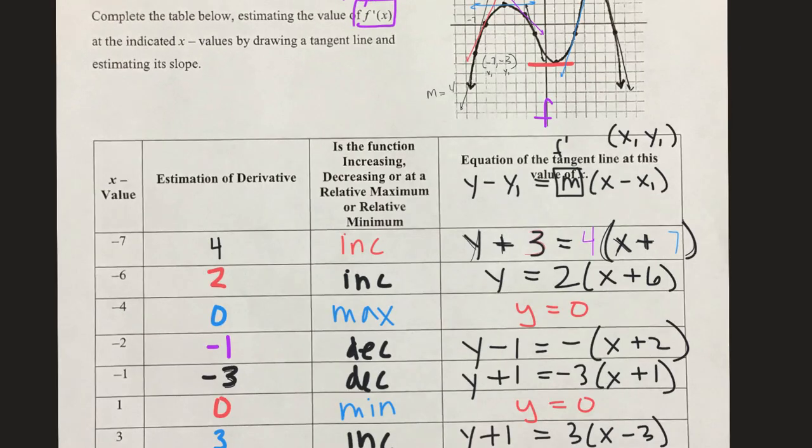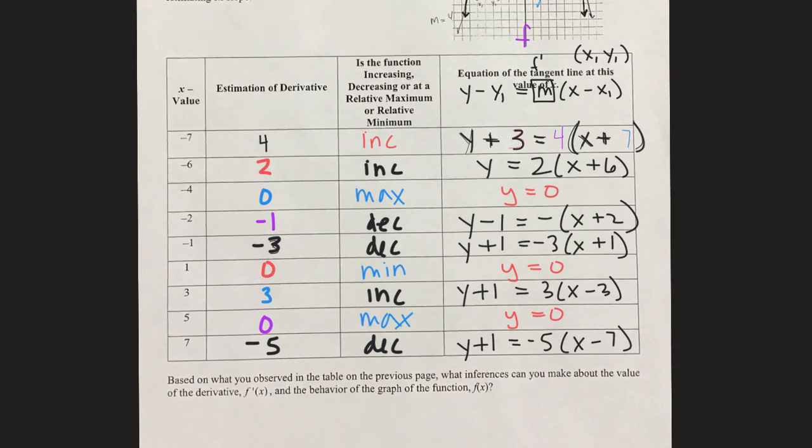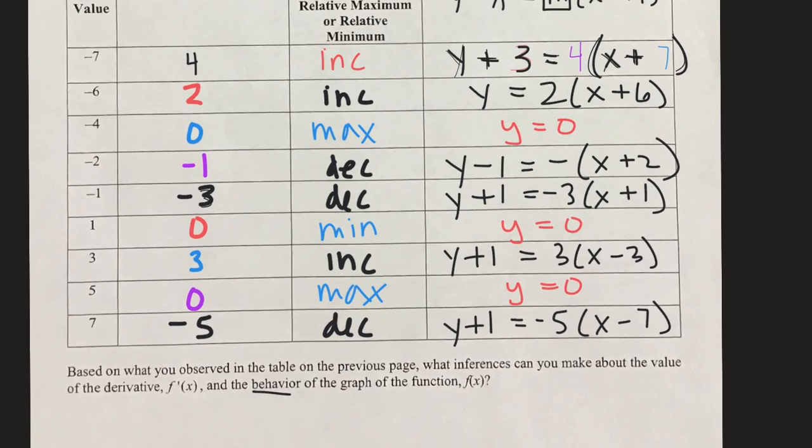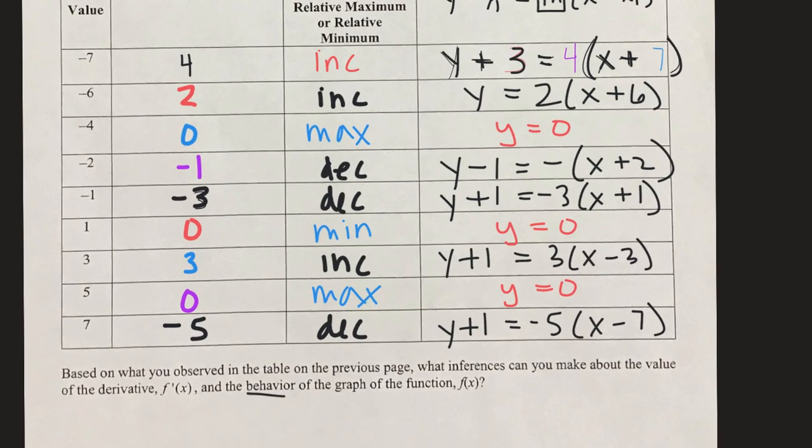So there is all of our tables filled out for these graphs. So based on the table, what inferences can you make about the value of the derivative and the behavior of the graph? So let's see, we have 3 different types of values. So what happens if our derivative is negative? Find all the negative derivatives. And what is our middle column doing if we have a negative derivative? Decreasing. So if our f prime, if our slope is negative, then our graph is decreasing.